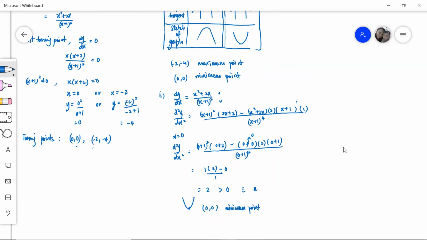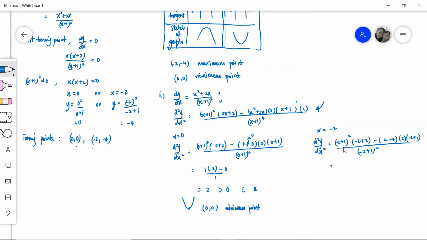Okay, so likewise, when x equals -2, the second order derivative will be, put the -2 into this. So (-2 plus 1) squared, (-2 plus 2) minus (-2) squared. So we have 4 plus 2 times -2 minus 4. All right, and then 2 times (-2) plus 1 over (-2 plus 1) raised to the power of 4.